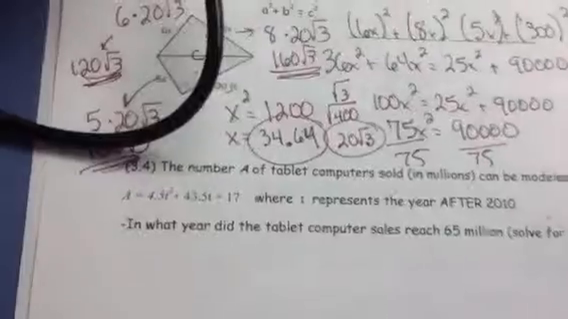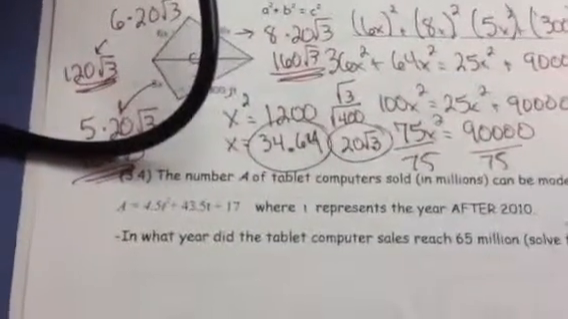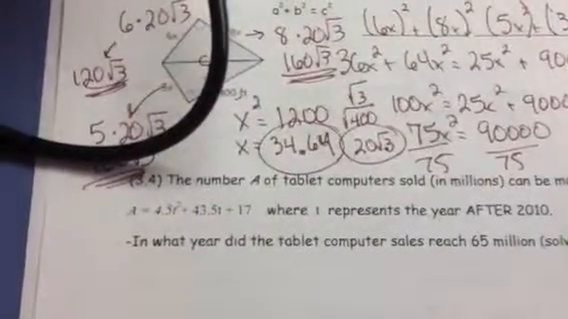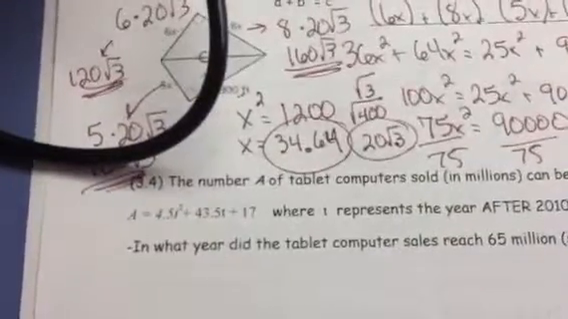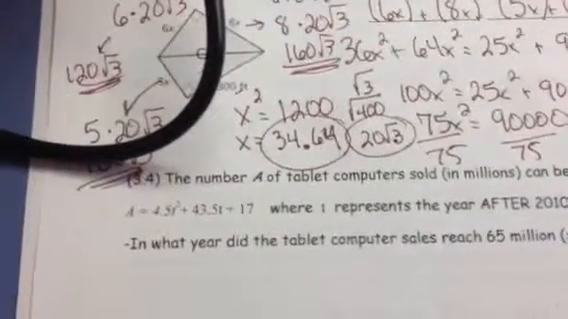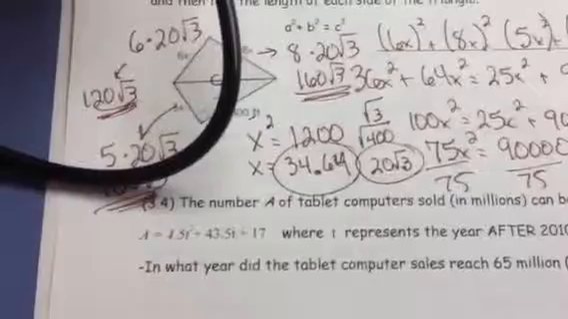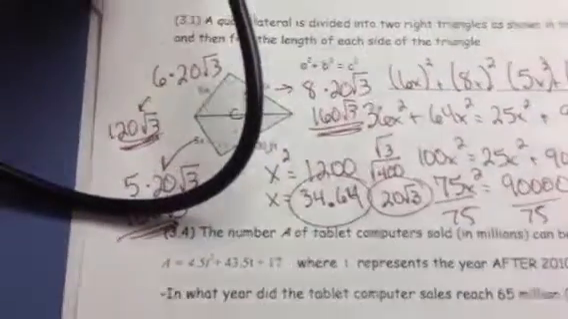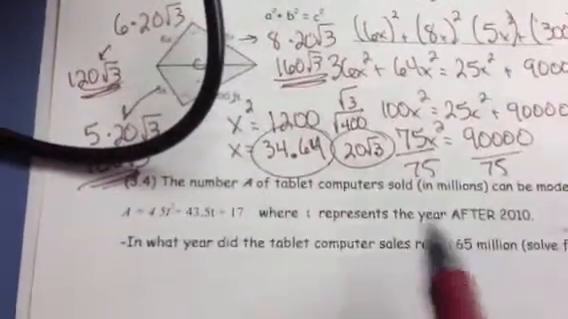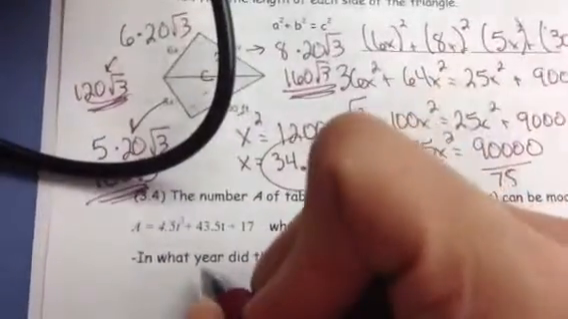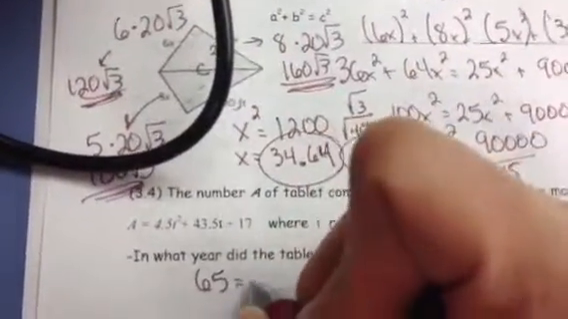All right, the number A of tablets sold in millions can be modeled by this function, and T represents the years after 2010. So in what year did the tablet computer sales reach 65 million? So that means my A is 65 million. Well, this is all in millions, so I'm just going to put 65 in there.